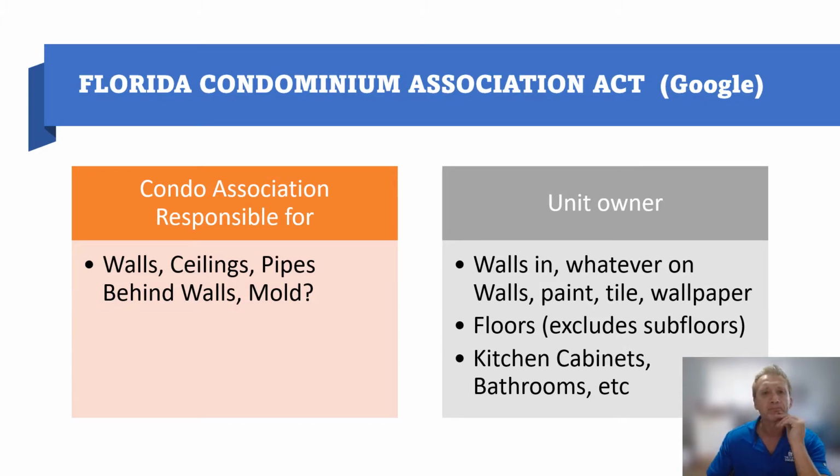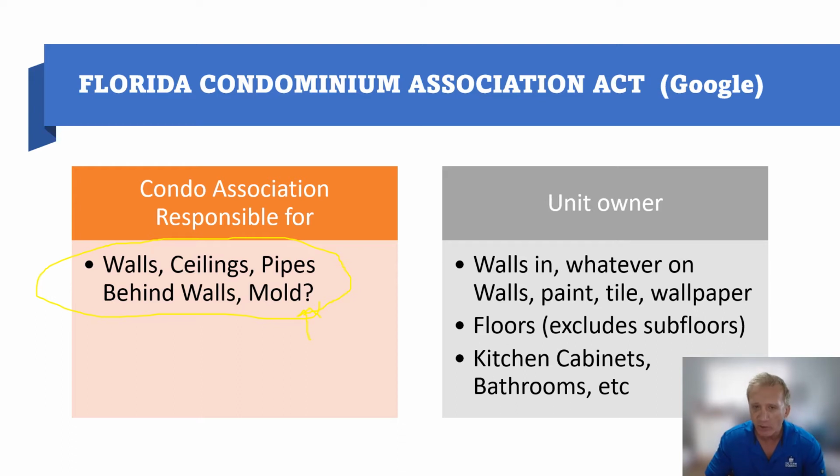So the Florida Condominium Association Act. Google it, get to know it. There's always some gray areas from what the association believes versus what really is the case law. So who's responsible for what? According to the Florida Condominium Association Act, you should find that the majority of the association is responsible for the walls, ceilings, pipes behind the walls, mold? Mold we'll talk about a little bit later.